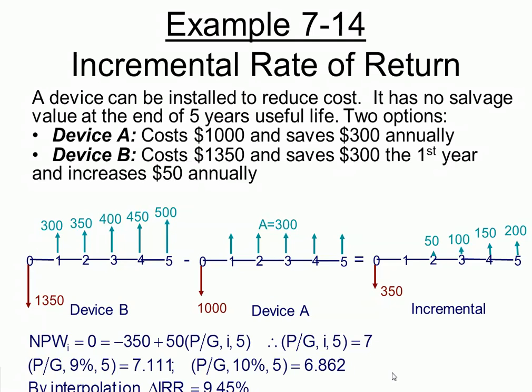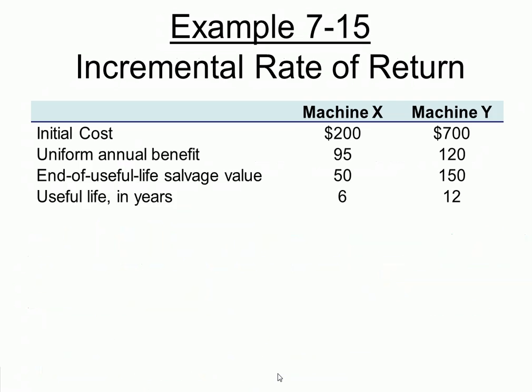So the question is, assume again that minimum attractive rate of return is 6%. Do we go with device B or do we go with device A? Yes, at 6% minimum attractive rate of return, we would go with the higher initial cost alternative, which would be device B, because the incremental rate is higher than our assumed minimum attractive rate of return of 6%. All right, this is great. Next example.